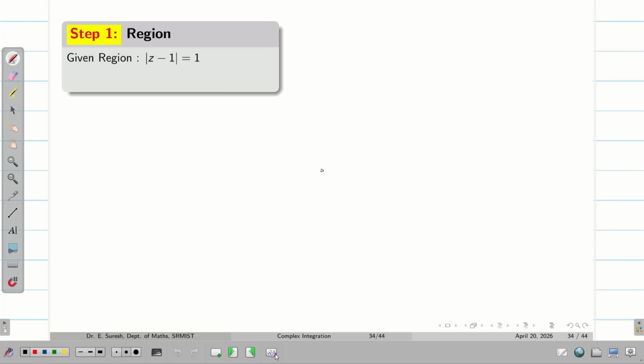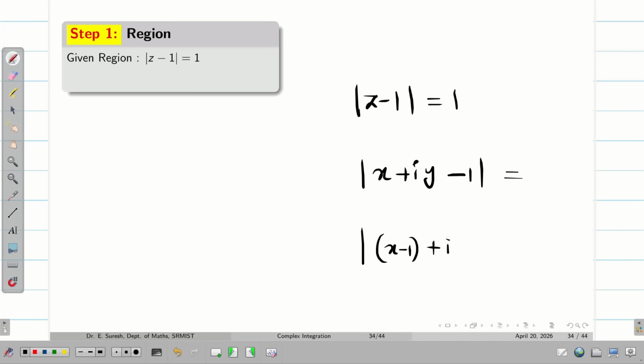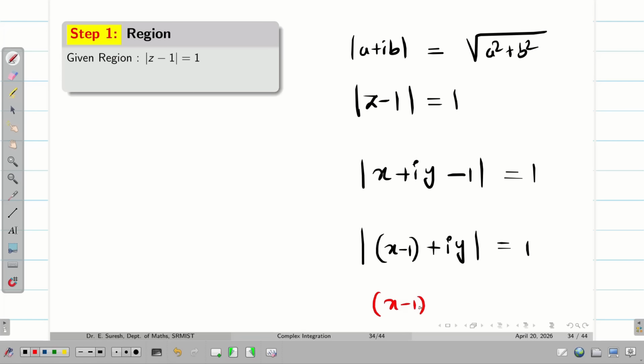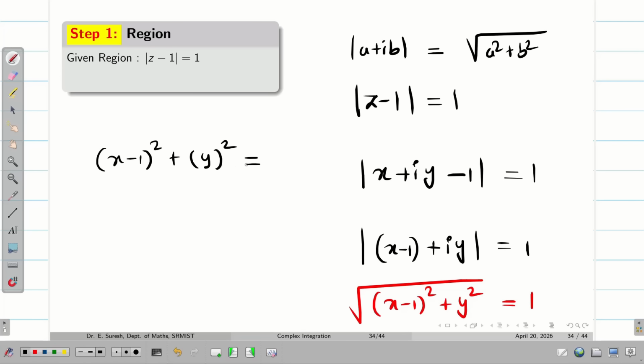As usual, step 1, we have to find the region. Mod z minus 1 is equal to 1. We know that z is x plus iy, and rearranging the terms, we get (x minus 1) plus i times y is equal to 1 in modulus. We know the formula: modulus of a plus ib is square root of a square plus b square. Therefore, square root of (x minus 1) whole square plus y square is equal to 1. Now taking square on both sides, we get (x minus 1) whole square plus y square is equal to 1 square.